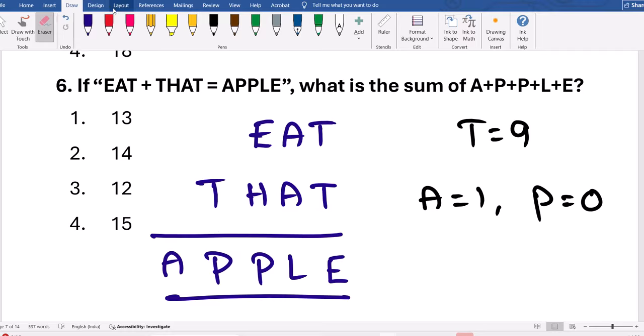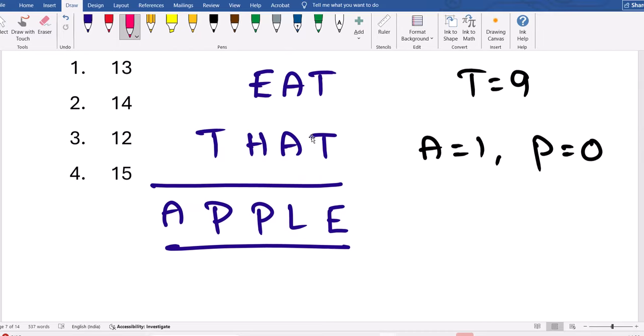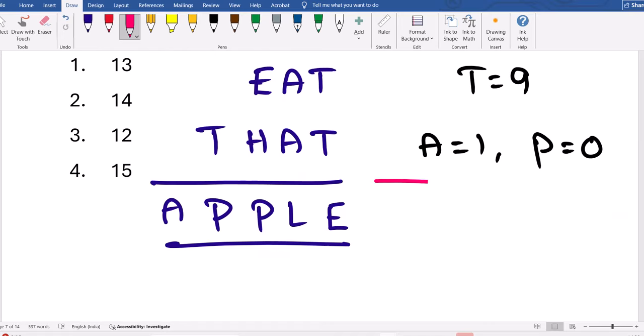You put that in the expression now. Once you got the values, you put that in the expression. Next, we have to work on the other letters. Next letter we can focus on. I think E will be obtained once you put these values.